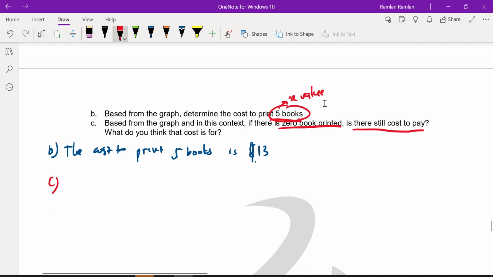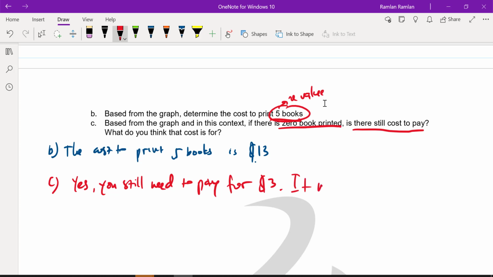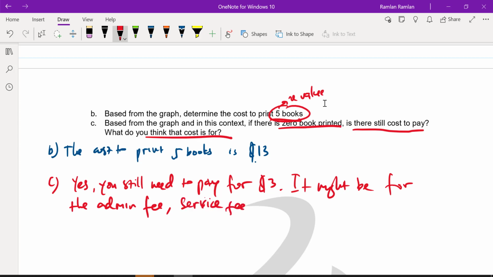So you can say that yes, you still need to pay. If you go to that place and you want to print something and you order, to print 0 books, before they print anything, you will be charged $3. Yes, you still need to pay $3. So like I said, what do you think the cost is for? It might be for the admin fee, for example, or maybe the service fee, anything that is not related to the price of the book. Okay, so that's it.